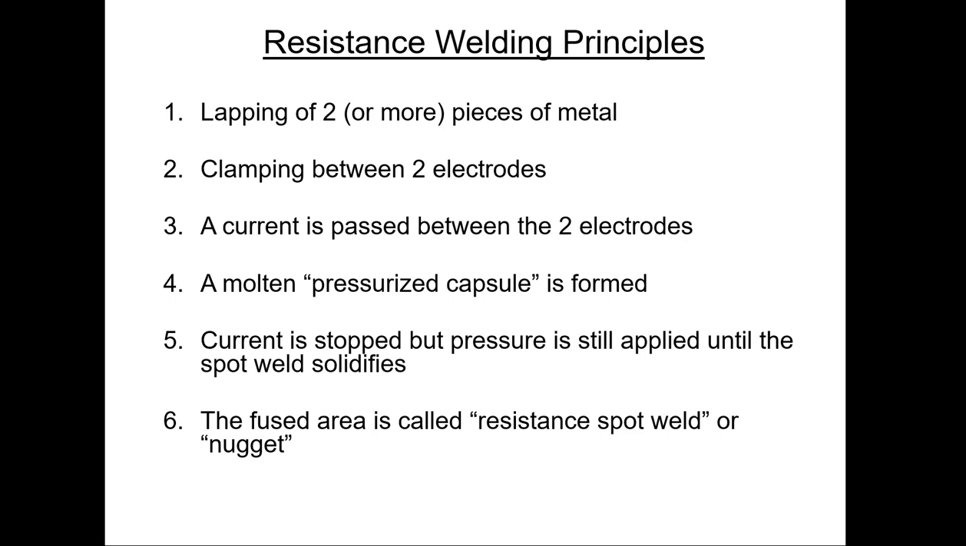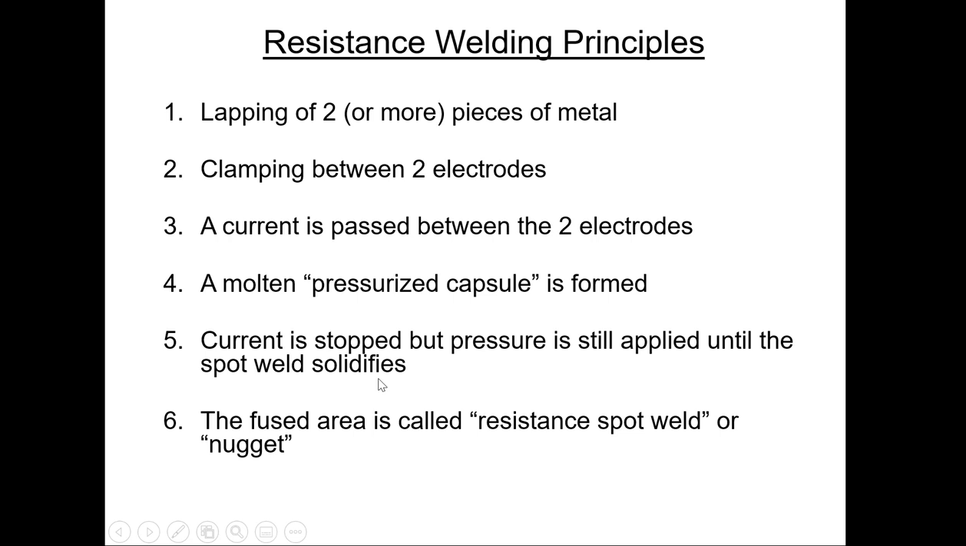So, resistance welding principles. Let's have a peek here for a second. Lapping of two or more pieces together. That's the first part that happens. So this is a document that kind of talks our way through what we just witnessed, okay? So lapping of two or more pieces together, clamping between two electrodes. A current is passed between the two electrodes. A molten pressurized capsule is formed. And the current is stopped, but pressure is still applied until the spot weld solidifies.